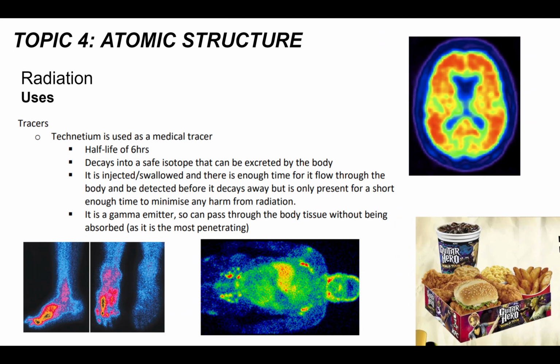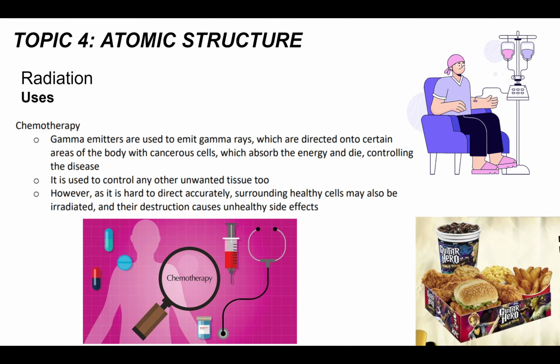So more uses: tracers. Technetium is used as a medical tracer. Half-life of 6 years. Decays into a safe isotope that can be excreted by the body. It is injected or swallowed, and thus there is enough time for it to flow through the body and be detected before it decays away, but only present for a short enough time to minimize any radiation. It is a gamma emitter, so it can pass through the body tissue without being absorbed, as it is the most penetrating. So more uses is it can be used in chemotherapy.